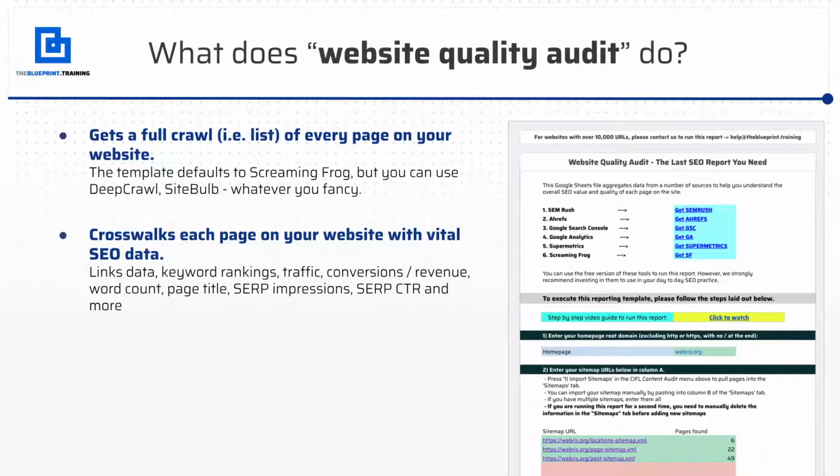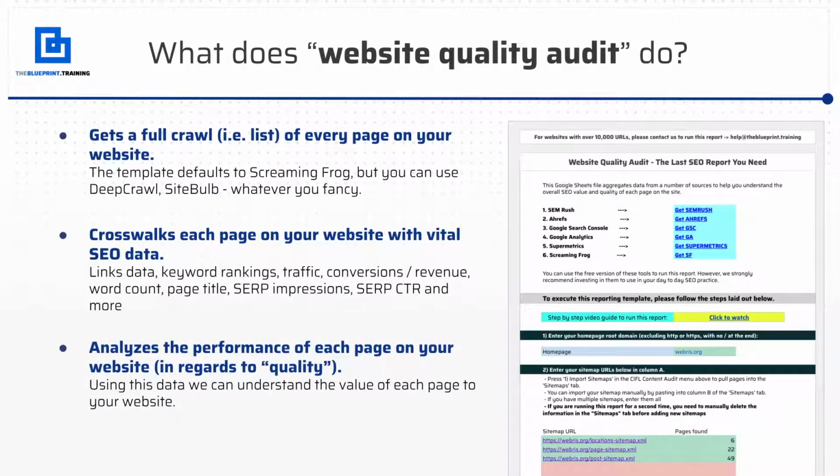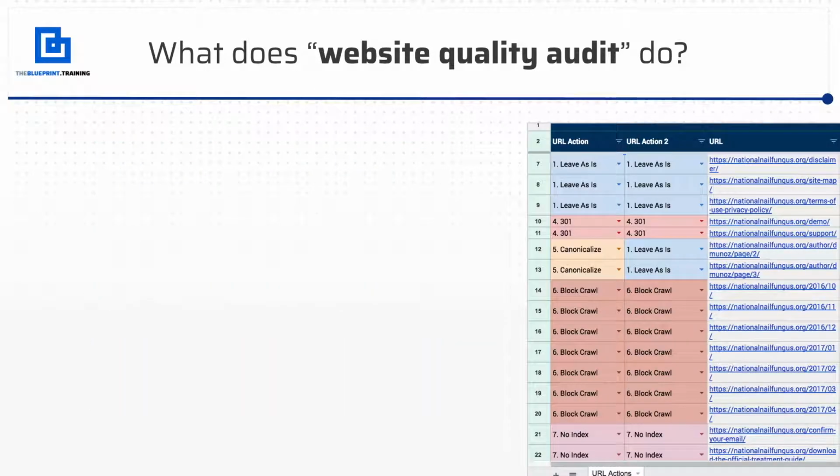So the template takes that crawl and crosswalks each page on your website with critical SEO data. So we look at links data, keyword rankings, traffic, conversions, word count, page titles, SERP impressions, and a lot more, which I'll talk about in a second. It analyzes the performance of each page on your website in regards to quality. So again, imagine a full crawl from your favorite provider that then looks at a lot of different data that's all customizable based on your campaign. That's essentially what this website quality audit does.